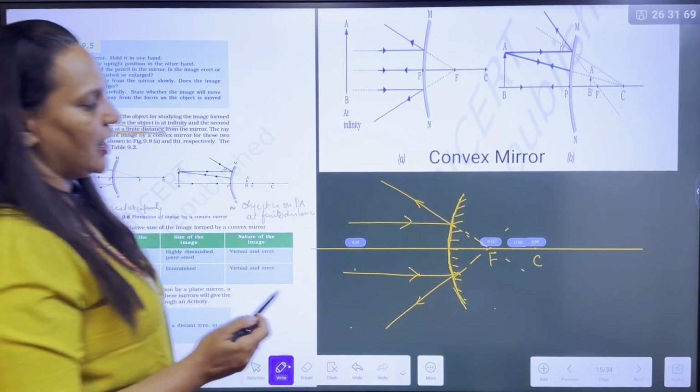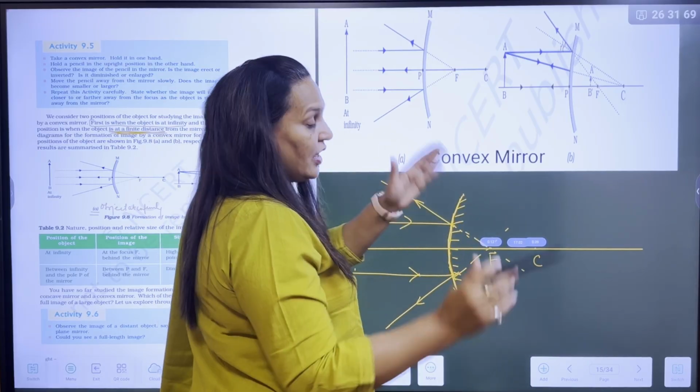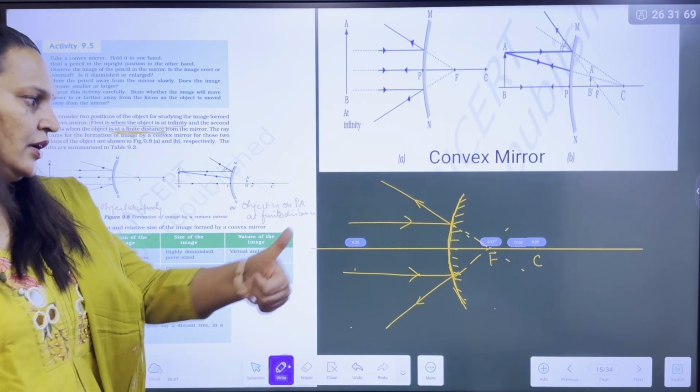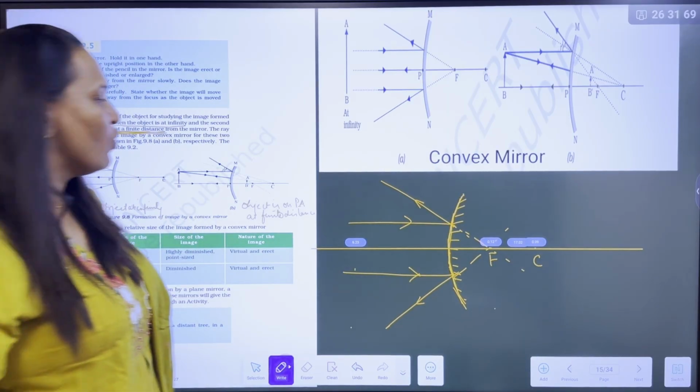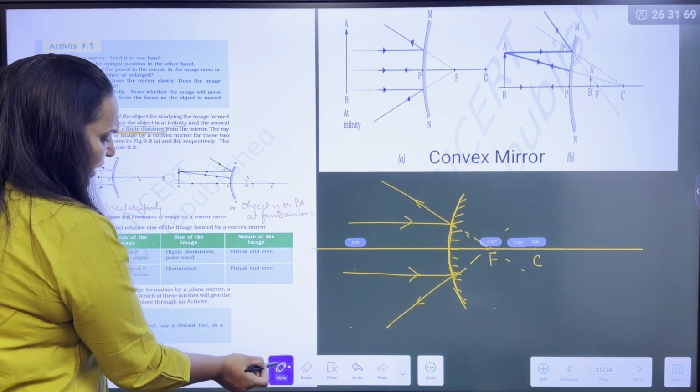Sometimes we draw the diverging line, and while extending it you bend it. We don't need to bend it, it should be a straight line like this. Got it? Have you understood? So what is the NPS of this ray diagram?